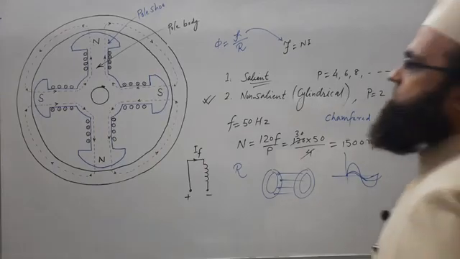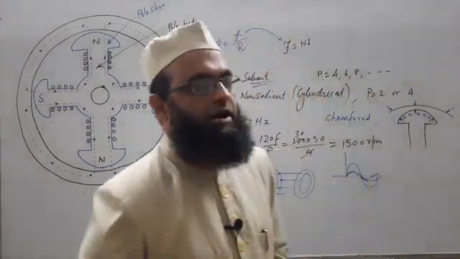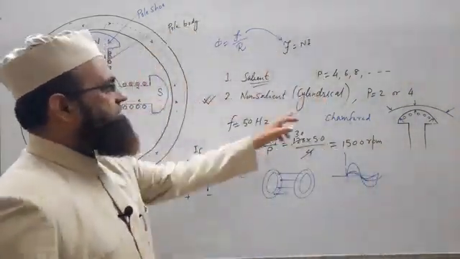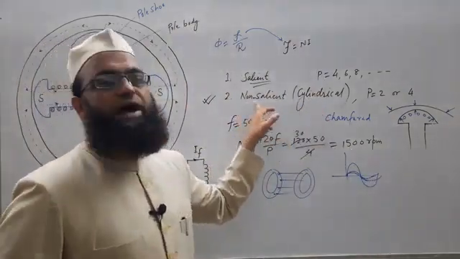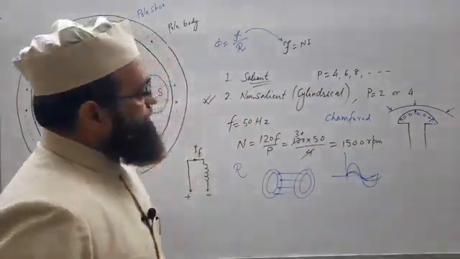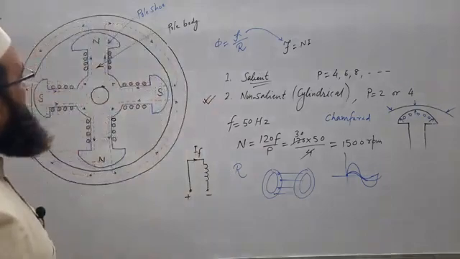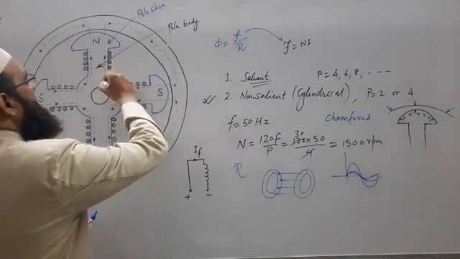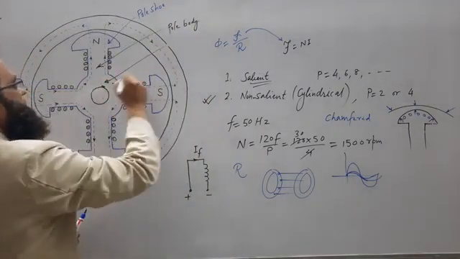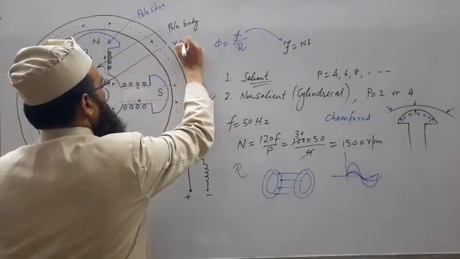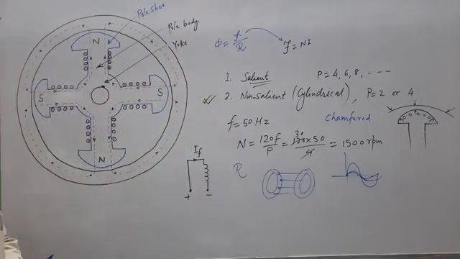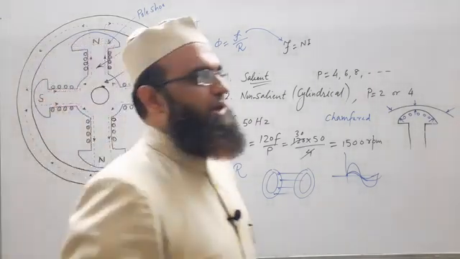So now next we will discuss the other type of rotor, which is cylindrical, that is non-salient. This part is known as the yoke. For small machines this is made up of cast iron, but for larger machines we can use a laminated structure.